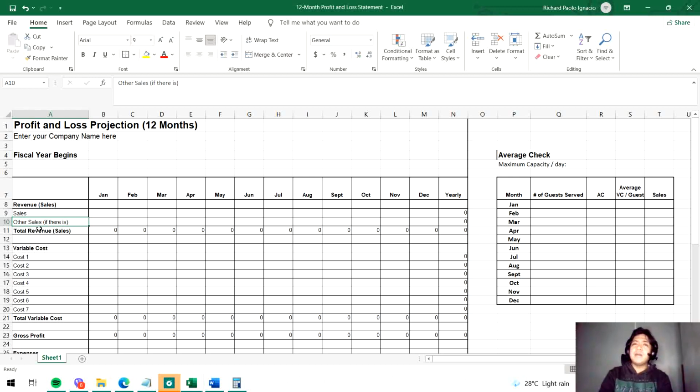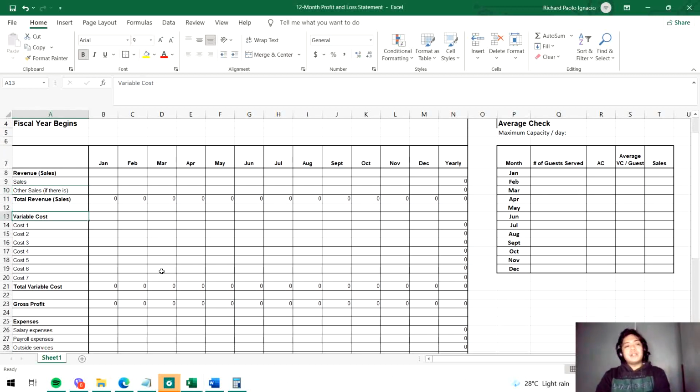Other forms pa pwede, baka mamaya meron kayong ginawa na deliveries or meron kayong ginawa na transport business of some sorts or like that. Ganon. Basta other sales dito is sales na na-accumulate ninyo by without really relying on your main source of income.